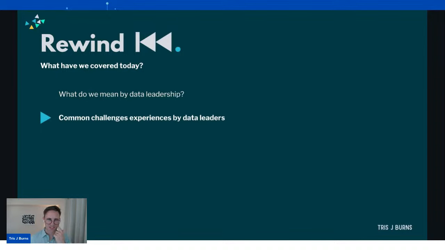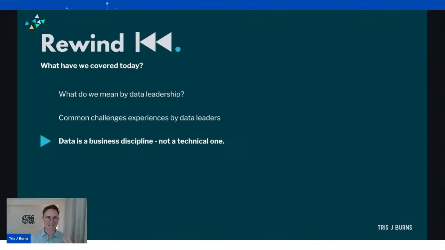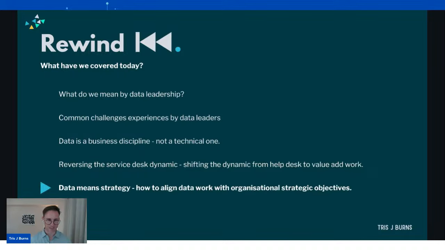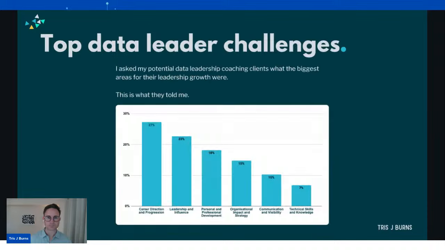What are the common challenges experienced by data leaders? Data is a business discipline and not a technical one. Reversing the service desk dynamic. And finally, we talked about data means strategy, how to align data work with organizational strategic objectives.